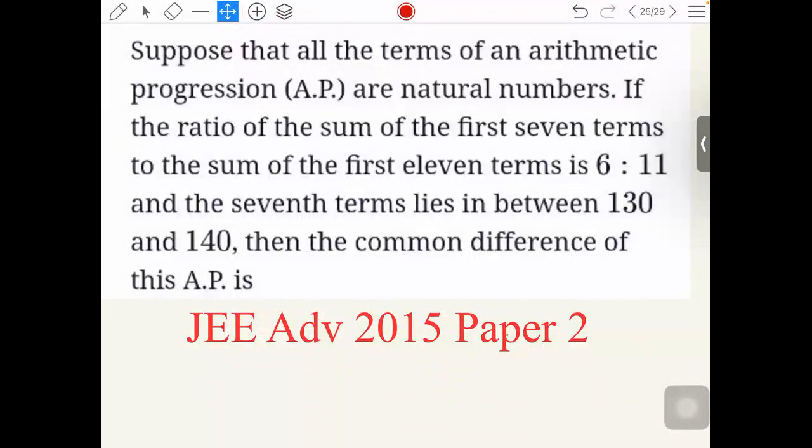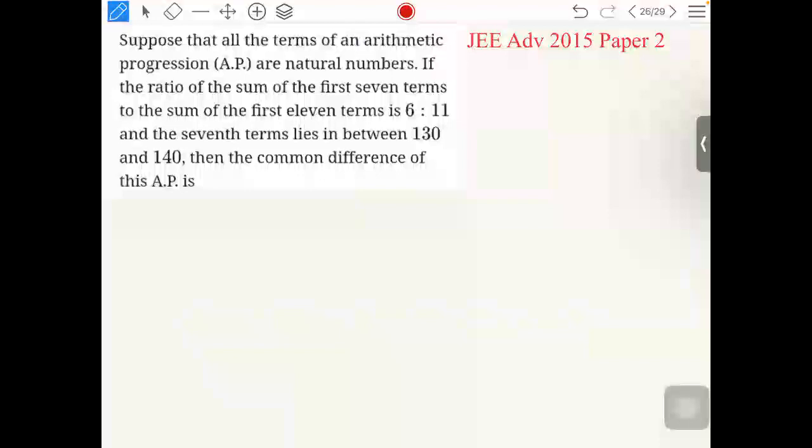Okay, so now let me try this question. This question came in JEE Advanced 2015 paper 2. So the question says, suppose that all the terms of an arithmetic progression, means AP, are natural numbers. Very, very important. Natural number means first term A is a natural number, common difference D is also a natural number. So this is very, very important information.